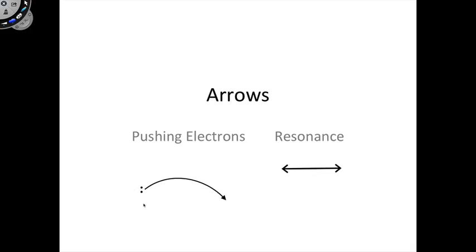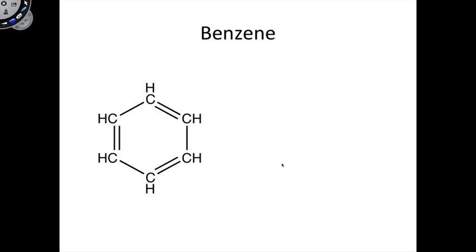But you'll note that you have a pair of electrons, and then you have the tail of the arrow, and it's pointing to something. The other type of arrow that I'm going to talk about today is this resonance arrow. You can see that it has two heads, one on each end. So the model molecule I'm going to use is that of benzene.